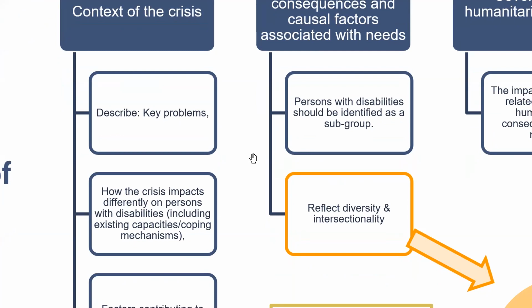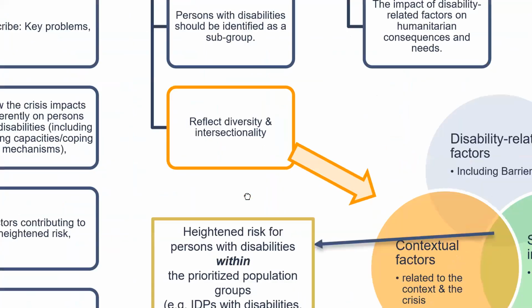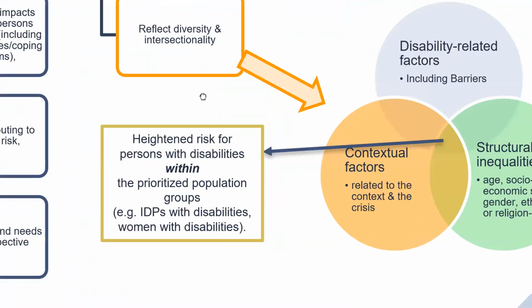And this is a very important part because usually in HNO that we have seen in last years, this part is neglected. Person with disability is a very heterogeneous group. They are very diverse. They have a different type of disability. They have a different gender. They have a different age. They have a different social situation and economical situation. We need to understand this diversity and how these factors have an intersectionality together.